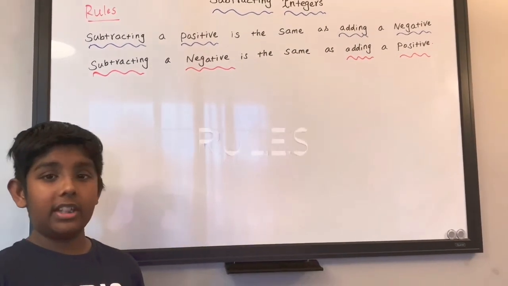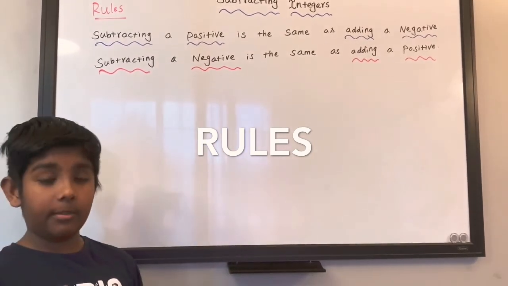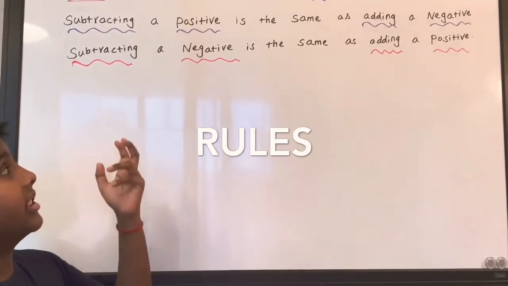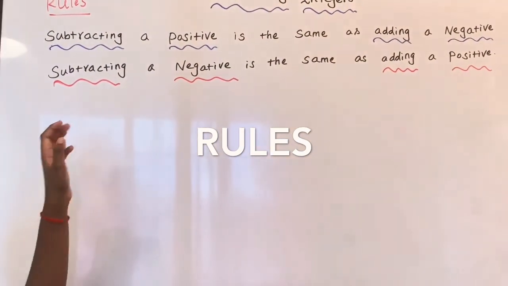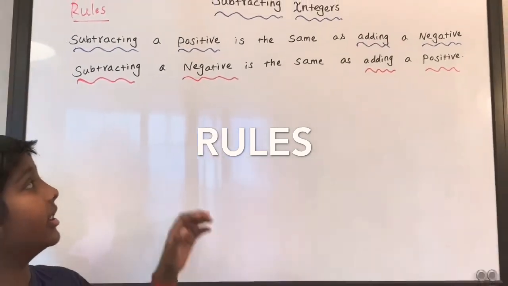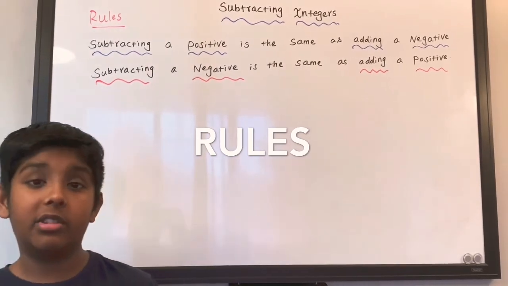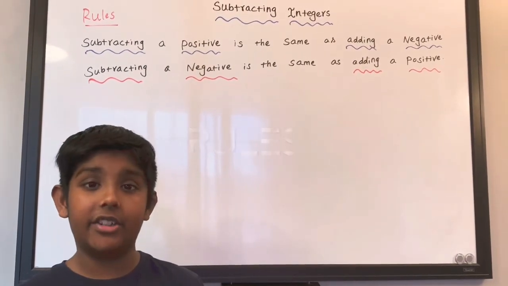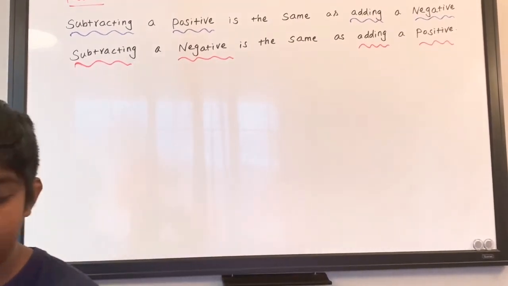A rule for subtracting integers is, if we're subtracting a positive number, it is the same as adding a negative number. If we're subtracting a negative number, it is the same as adding a positive number. And those are the rules for subtracting integers. Okay, now let's get on with the questions.